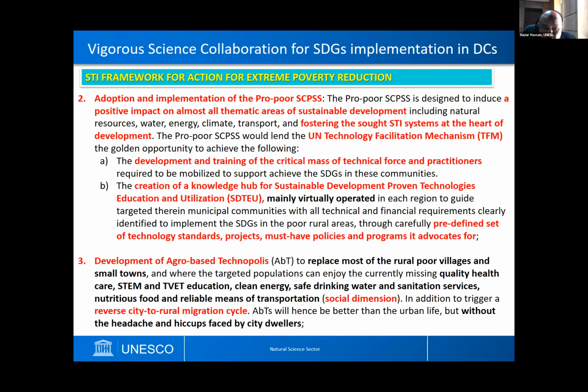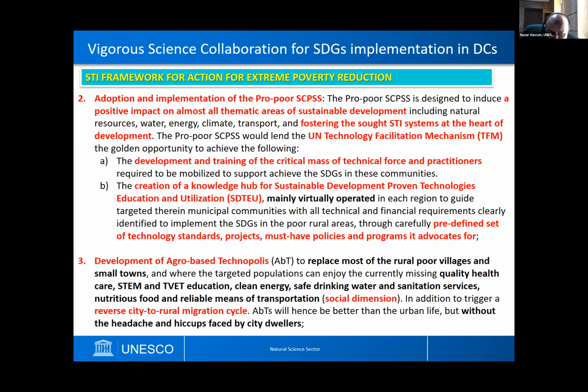It's mainly virtual. We all call for knowledge hubs and excellence centers, but what is to be put in there and practically and effectively leads us to SDGs implementation is important. So this idea would target the municipal communities with all the technical and financial requirements clearly identified to implement the SDGs through a carefully predefined set of technology standards. Projects must have policies and programs it advocates for. And of course, this would happen mainly through our strong network of universities, especially the technology universities that we have around, not just in our region, but all around the world.